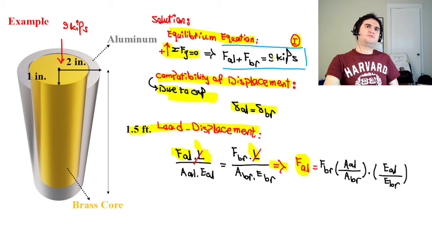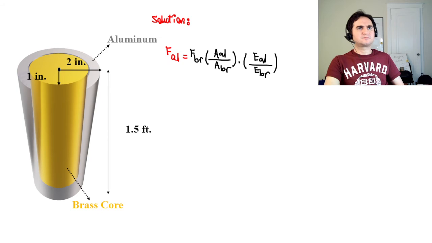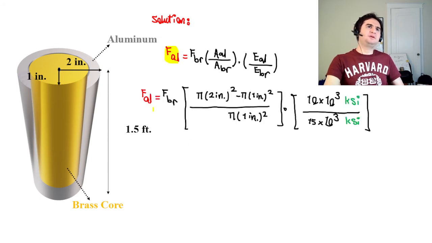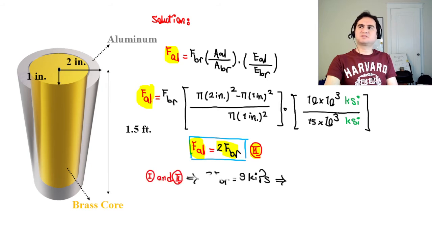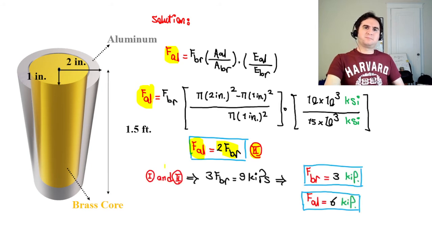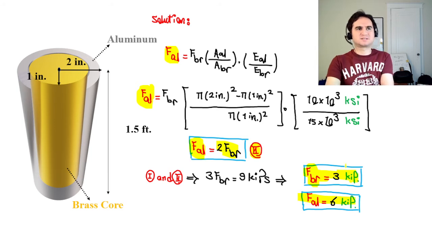And from the first equation, we know the summation of forces should be balanced by the initial axial load at the very top. Knowing this, and just replacing the numeric values in our solution, it gives us that the force of aluminum is 2 times the force in brass. And from equation 1, we know the sum of both is 9. So it simply gives us aluminum carries 6 kilopounds, and brass carries 3 kilopounds of force.